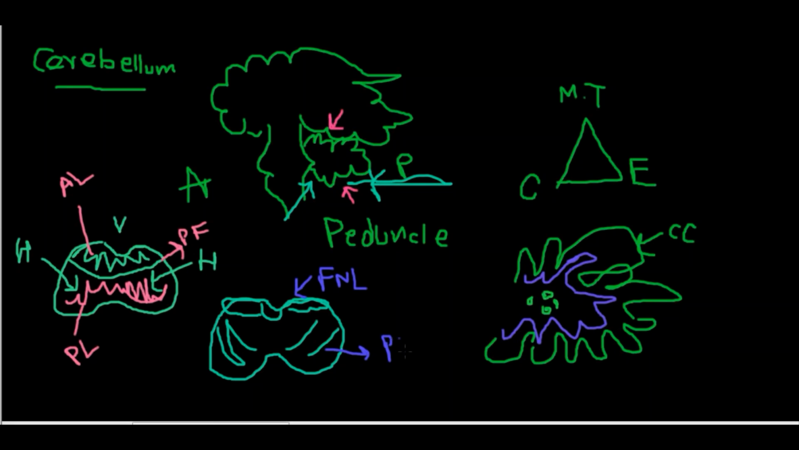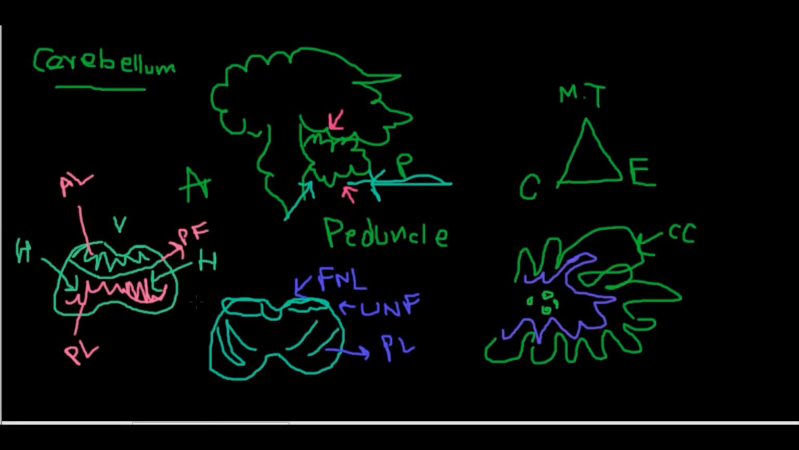Between the posterior lobe and this flocculonodular lobe is another fissure, a subdividing fissure. This is known as the uvulonodular fissure. Okay, so we see that the cerebellum has been divided into three lobes.